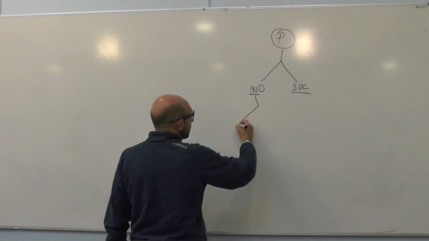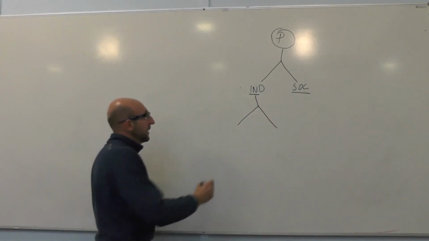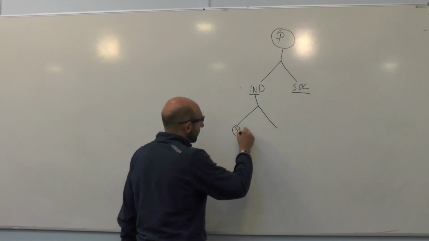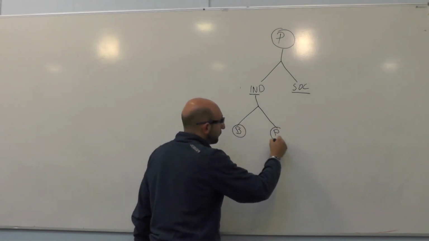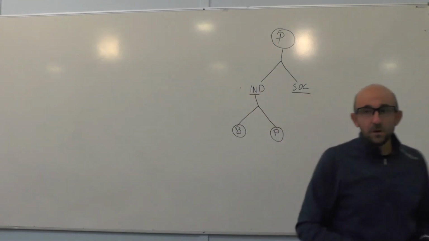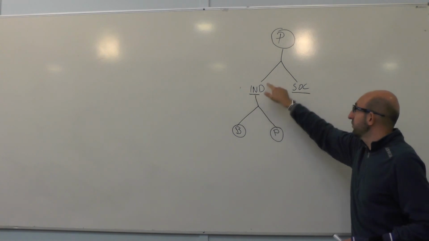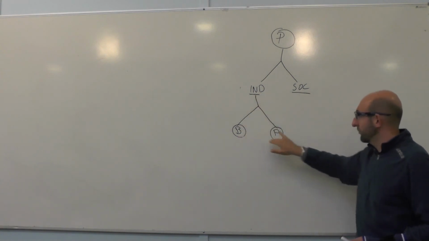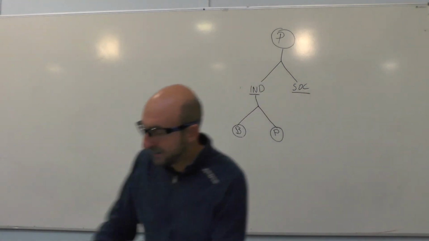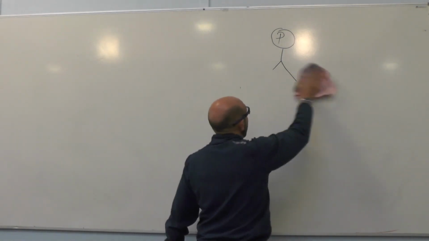Individual positivism is itself split into two further categories: biological positivism and psychological positivism. So positivism splits into individual and sociological, and individual positivism is split further into biological and psychological. I know that doesn't mean anything to you at this stage, but just bear that in mind, we're going to come back to that.